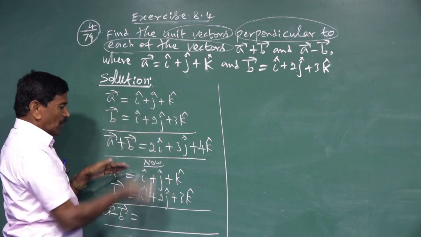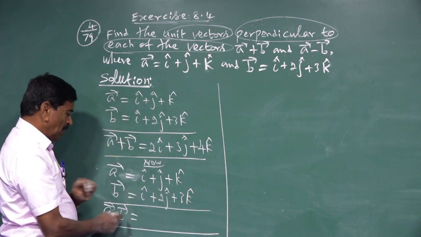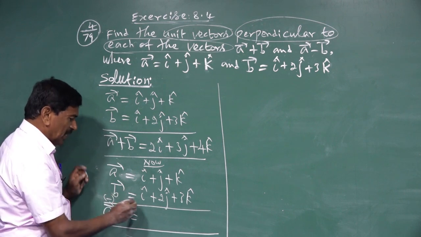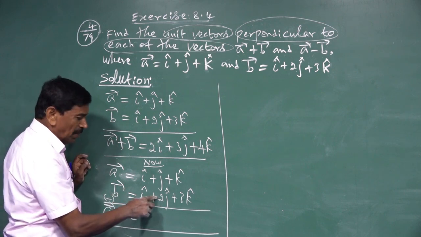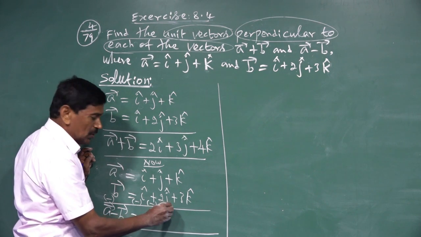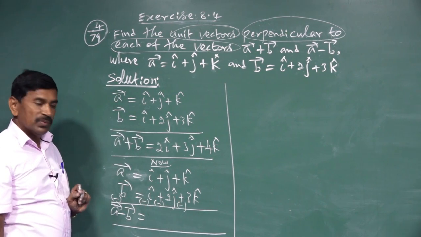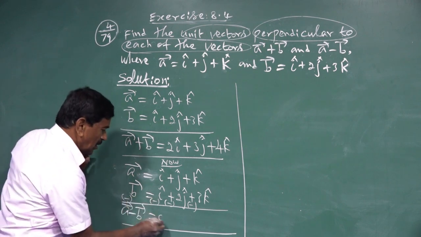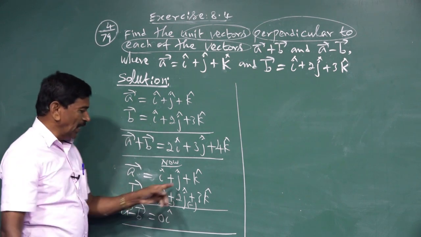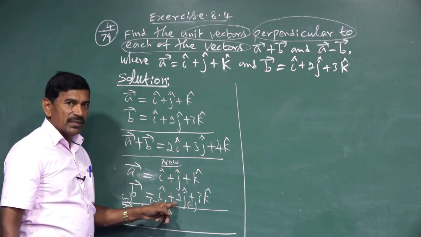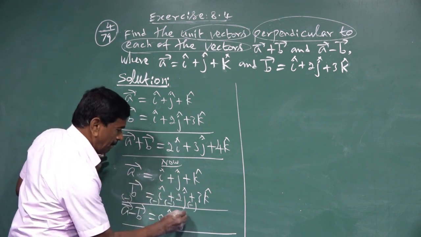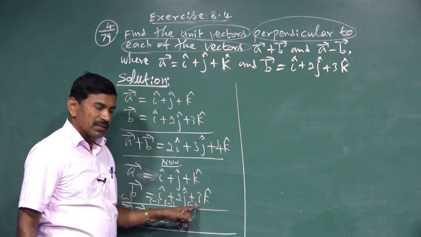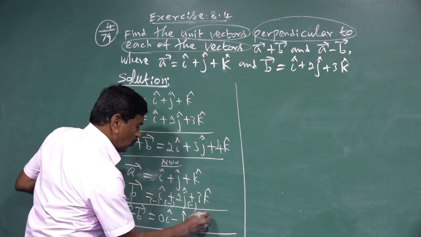First step addition, now second step subtraction. And minus B vector means the second term's signs change, plus changes to minus, plus changes to minus, plus changes to minus. Now, plus I minus I cancel, that is 0 I cap here, plus j minus 2j, yes, minus j, next plus k minus 3k, yes, minus 2k.